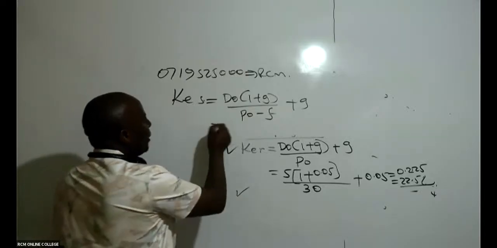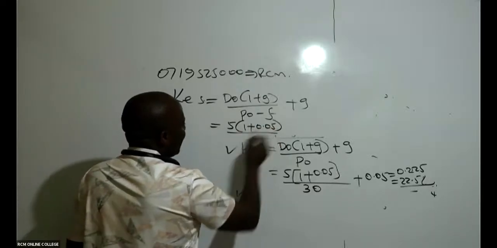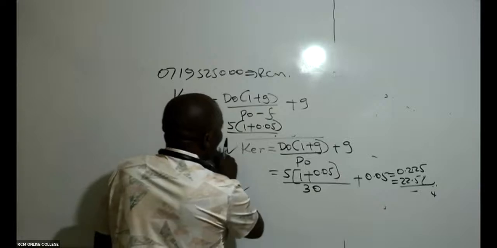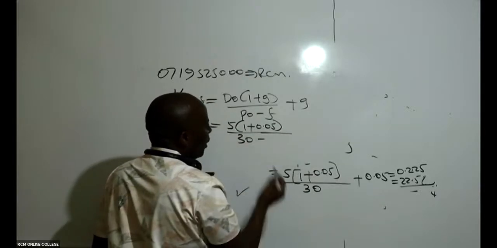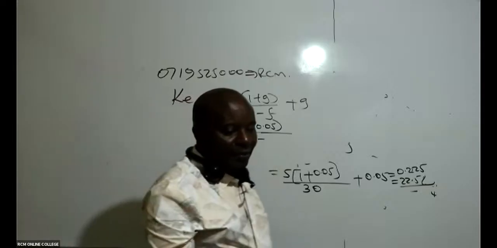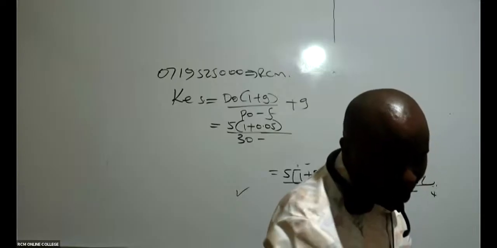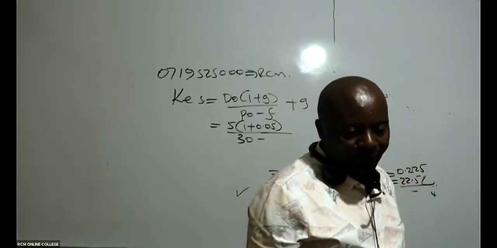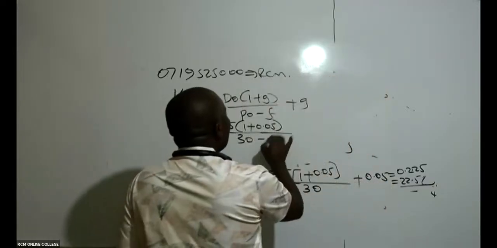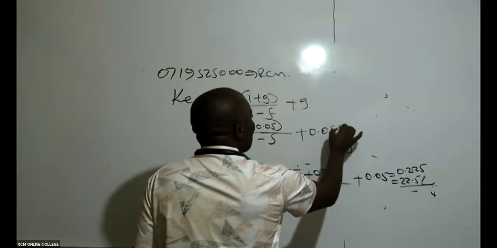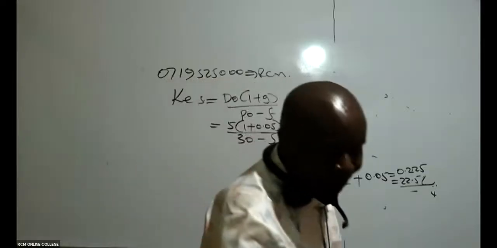So then this one here will be D0, which still remains as 5, times 1 plus 0.05, all over P0. Our P0 is 30, minus flotation cost. Flotation cost has been given there. Is there somebody who is able to see the flotation cost, ladies and gentlemen? Anybody who is able to see our flotation cost in this question? It is 5. Thank you so much. And then the growth rate still remains at 0.05.